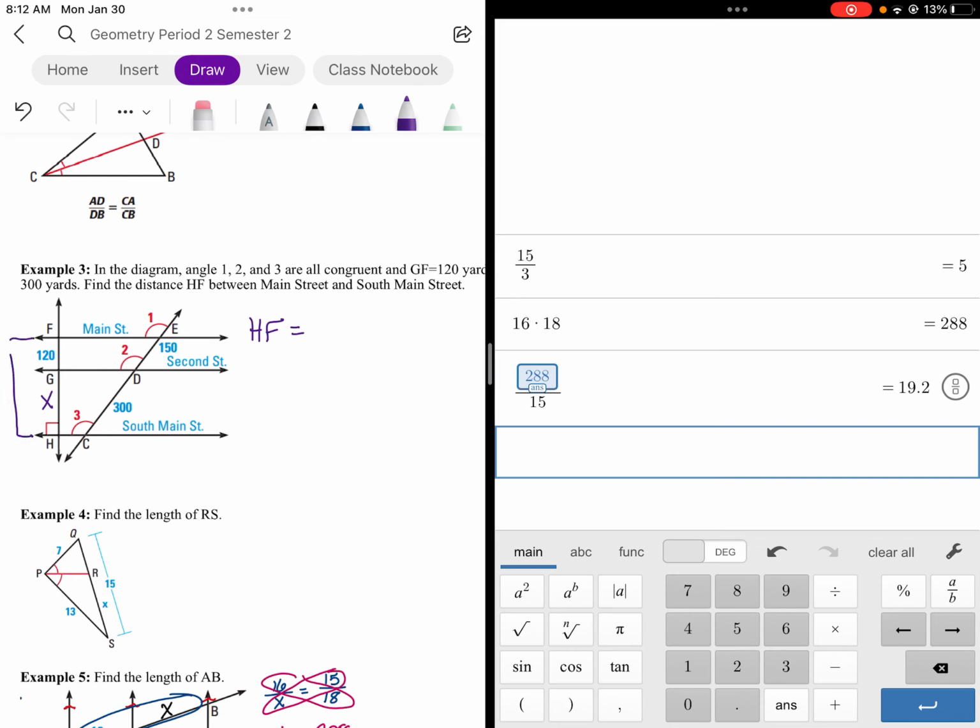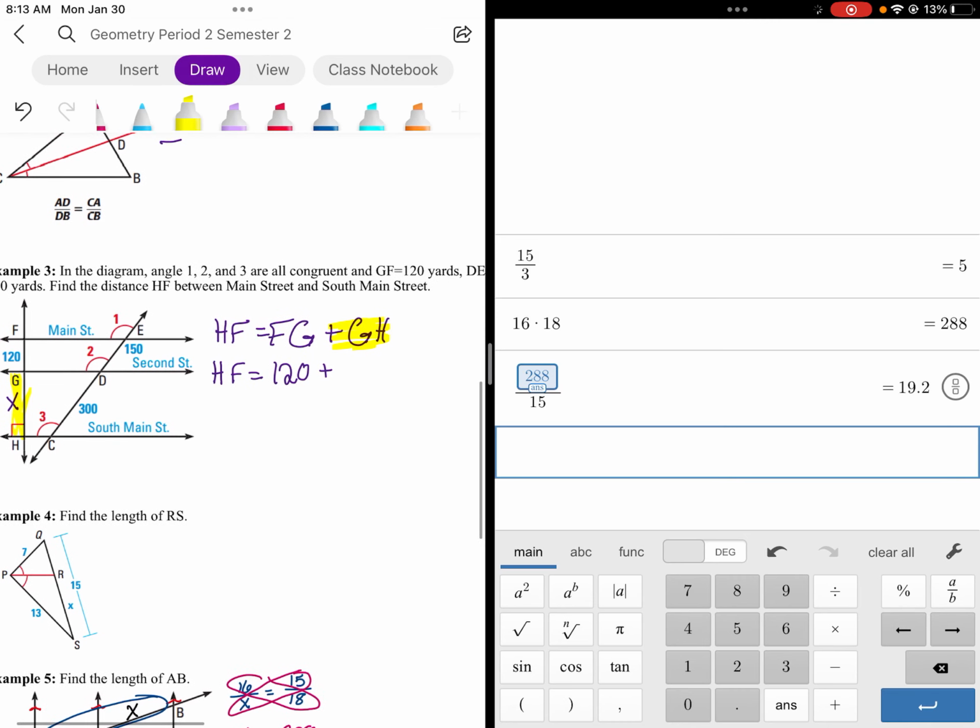And HF is going to be equal to the length of FG plus the length of GH. We know the length of FG already, 120. We just need to figure out what the length of GH equals. So we can use that property that we've been working with.